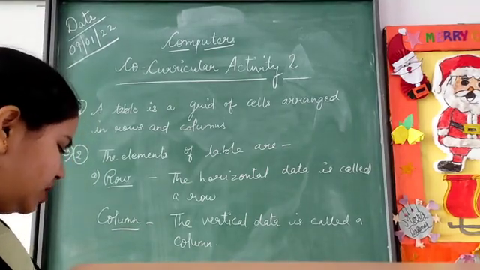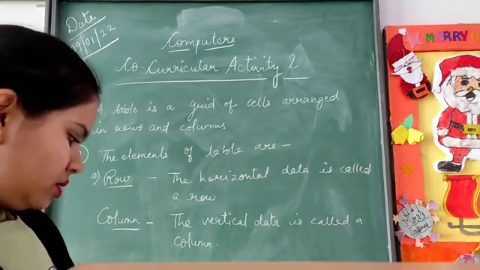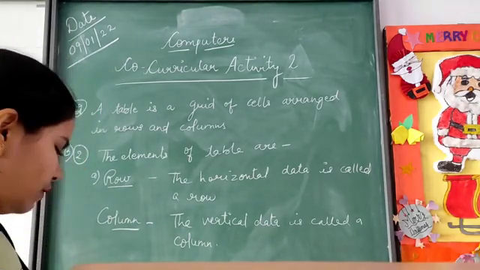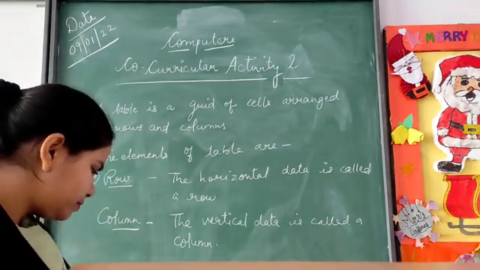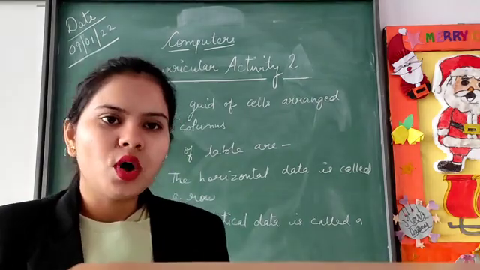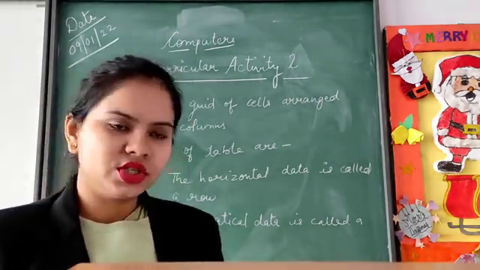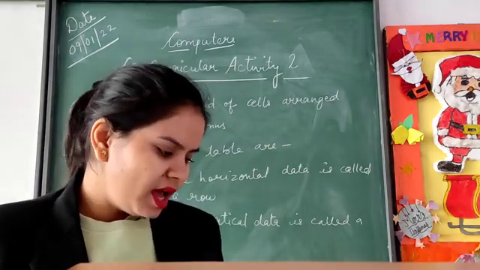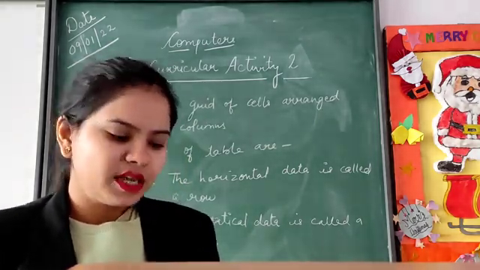Now third question, define algorithm. Already given in chapter number 8. Fourth, when do we use process box? This also we have done in chapter number 8. So now only two question answers you are supposed to write down in your copies. That is, the first A part is second question, what do you mean by a table? And in B part also second question, what are the elements of a table?